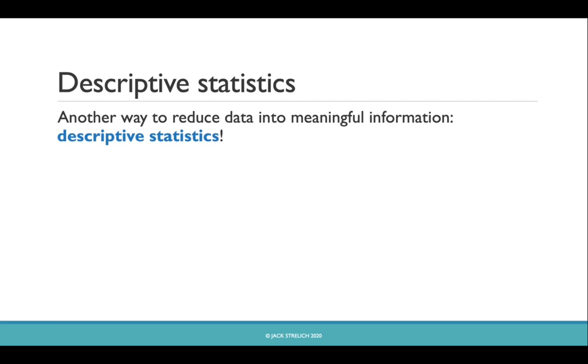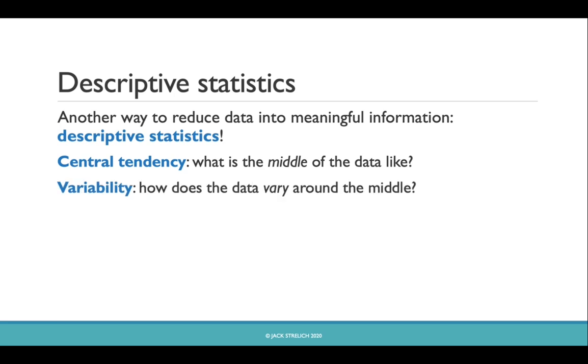Another way to get meaningful information out of raw data, in addition to histograms and frequency tables, is by using descriptive statistics. There are two specific descriptive statistics that will be incredibly useful to us in describing our distributions. The first is central tendency. This is a measure of what the middle of the data looks like and where it's positioned on the scale. Second, variability describes how data varies around this central tendency. Let's talk about each of these in turn.